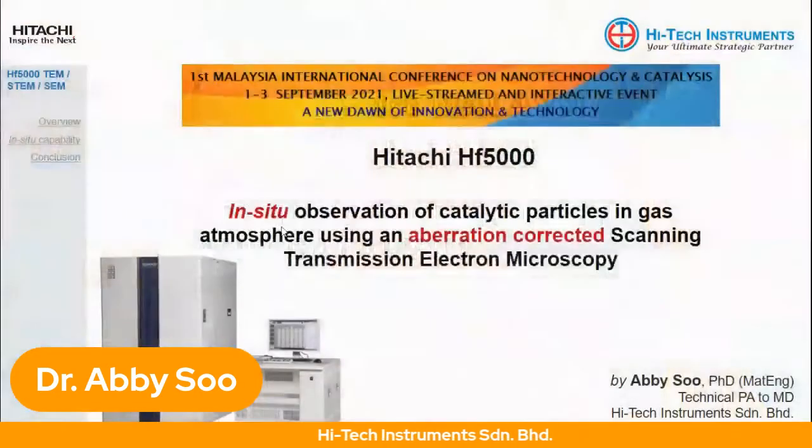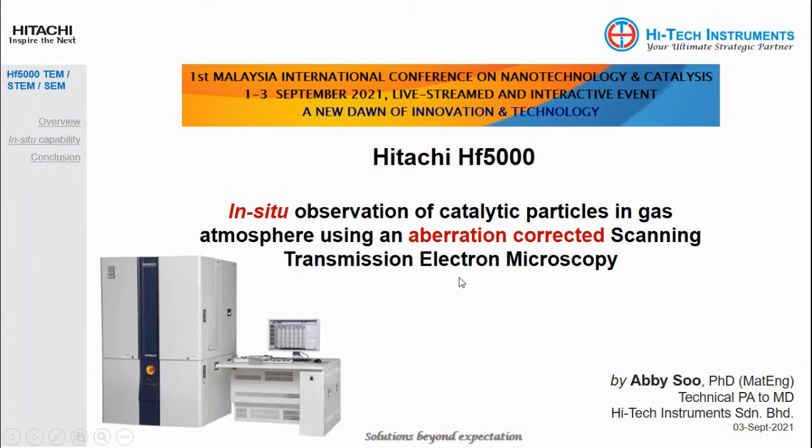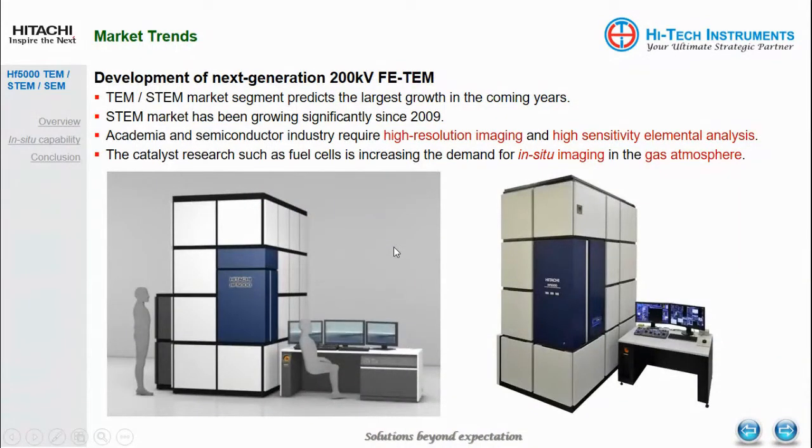The model is HF5000 with the in-situ observation of catalytic particles in gas atmosphere using an aberration corrector scanning transmission electron microscope. So it means that with this STEM or the TEM itself, you can do in-situ observation of your catalytic particles, and you can inject some gas to see the reaction of the catalyst. And a little bit of the overview of this development of next generation 200 kV field emission TEM.